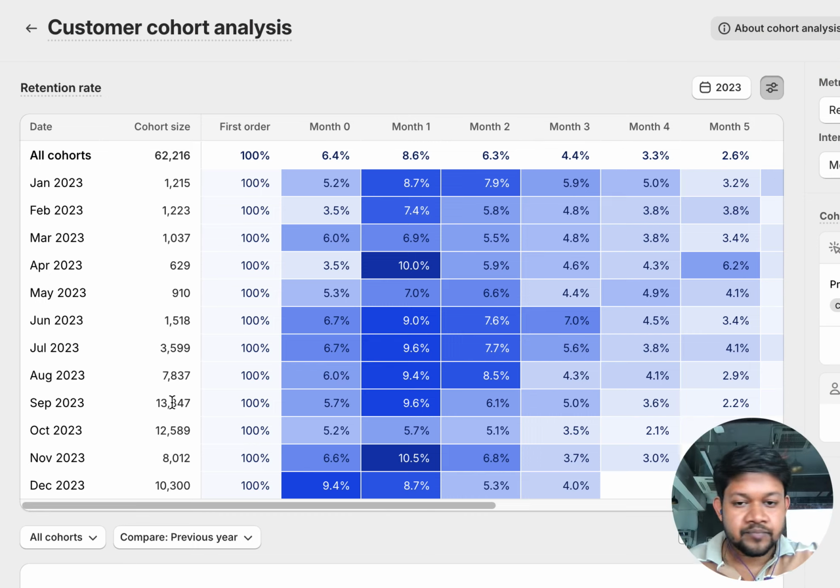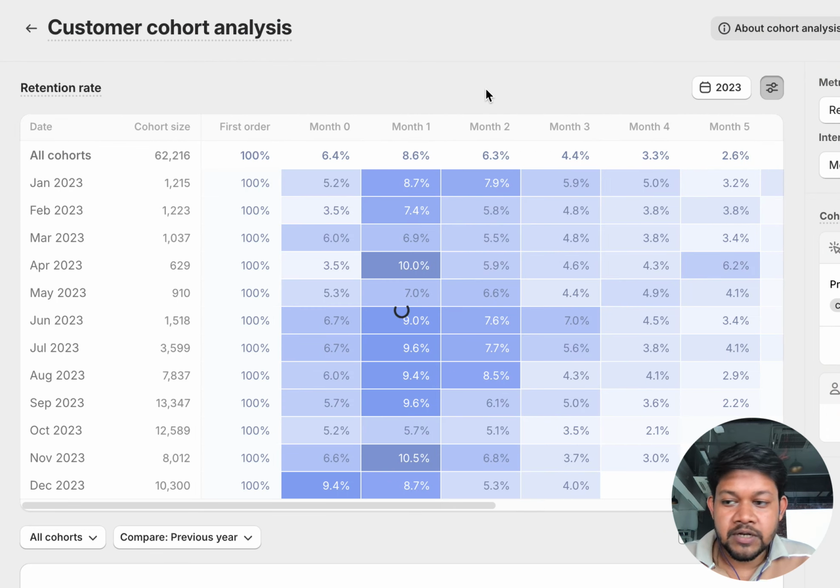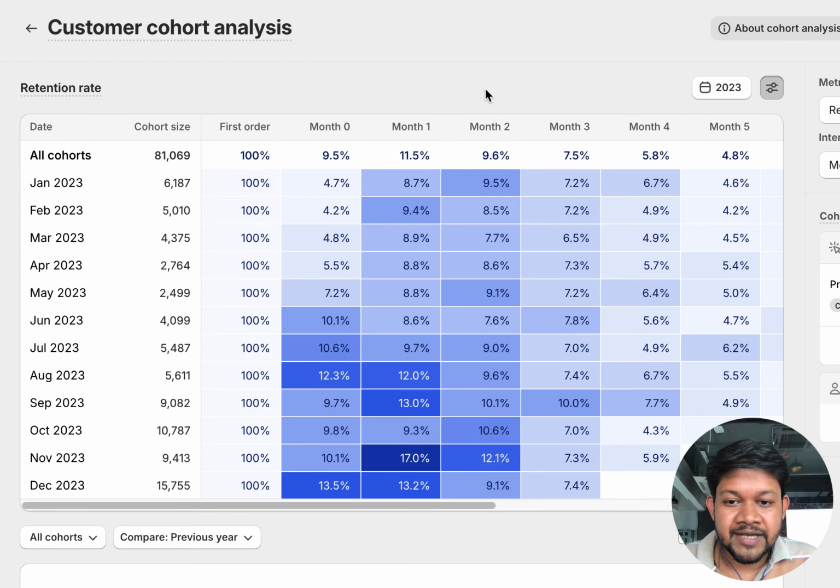Now let's say I'm going for another product. For this product you hope to see better numbers. As you can see, the numbers are very different: 9.5, 11.5, 9.6. Clearly this is my winning product. Now the strategic direction for advertising will be that, at any cost, I need to increase my new customer number for this product month on month, whatever happens.